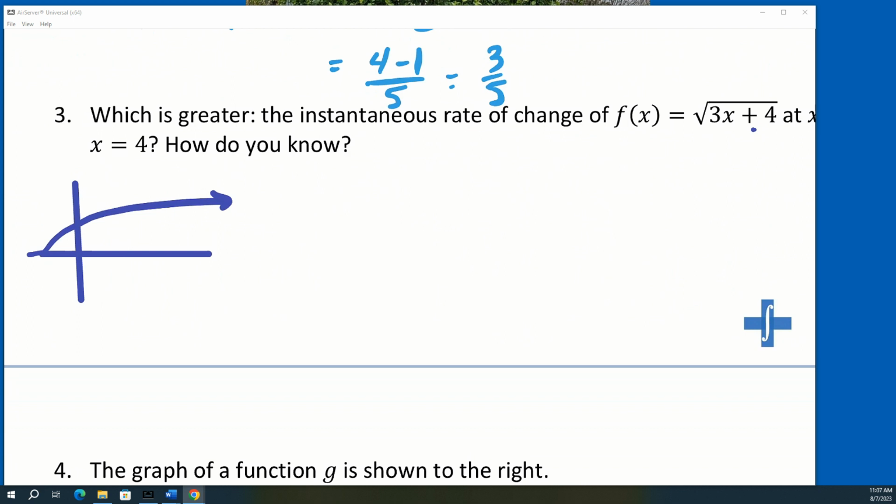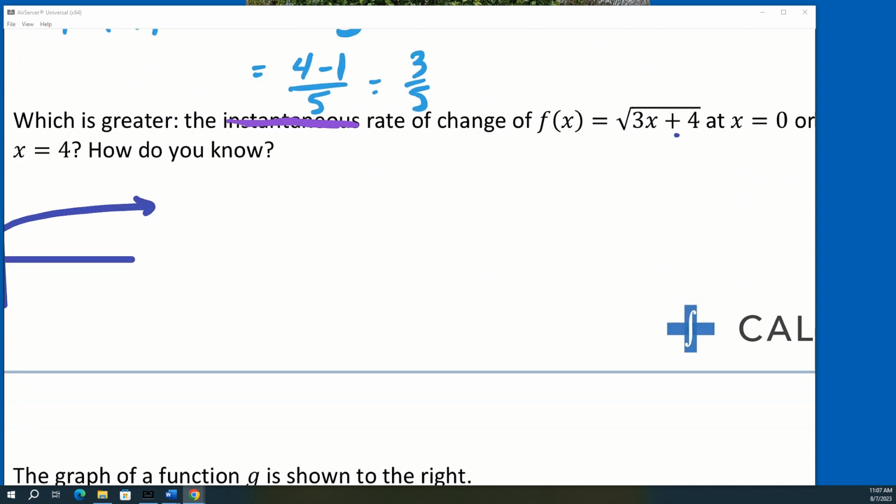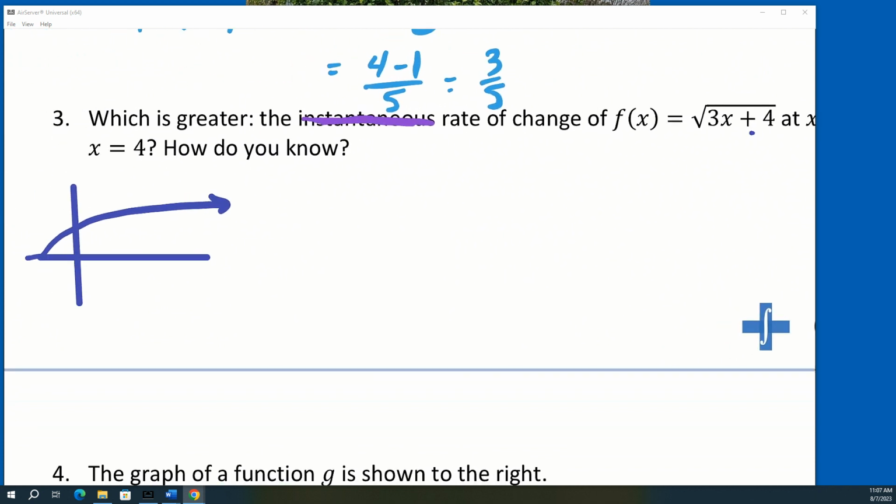All right, and so we want to know, this is where I forgot to take off instantaneous rate of change. So we want to know if the rate of change at 0 or at 4 is greater. We want to know which one of those is greater. So if I draw a little tangent line here at 0, we'll say 4 somewhere over here. Which one of those do you guys think is greater? At 0. You're looking to see which one is steeper.